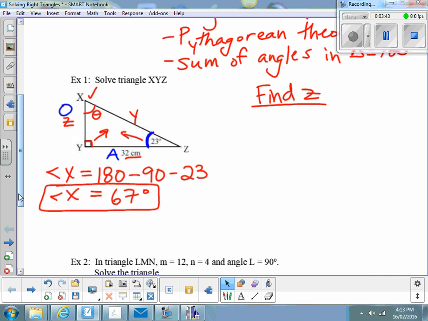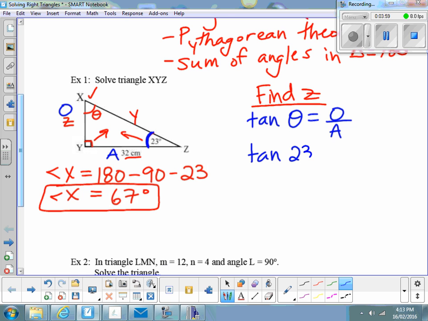So if I look at SOHCAHTOA, O and A means that I'm going to use tan equals opposite over adjacent. And then I'll substitute in what I know. So I know the angle. Remember, the angle goes in where the theta is in the formula. The opposite side is side Z, and the adjacent side is 32.